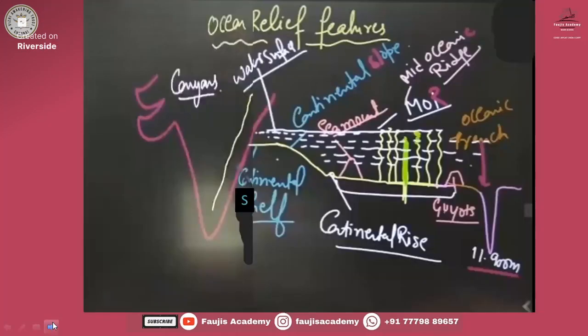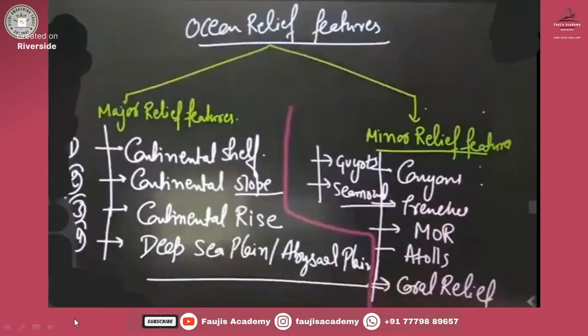Now in these ocean reliefs, we have named all those relief features in two different parts: one is major relief features and one is minor relief features. In the major reliefs, we have the continental shelves, continental slope, continental rise, and the deep sea plains.